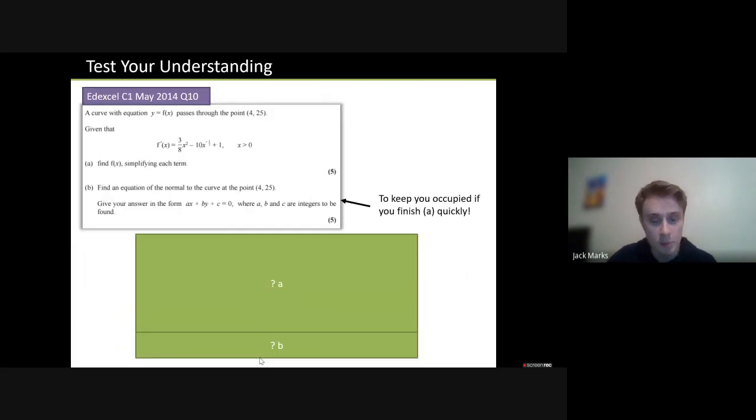So pause the video first on your own to have a go, and then we will talk through this example. So this is f dash x. They are asking you about f of x. So in other words, you need to integrate, and there's a coordinate over here. So in case you cannot read this because it is a bit small, it says 3/8 x squared minus 10x to the power of minus 1 over 2 plus 1.